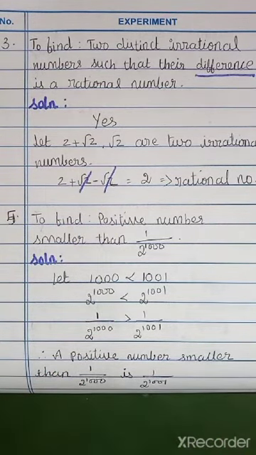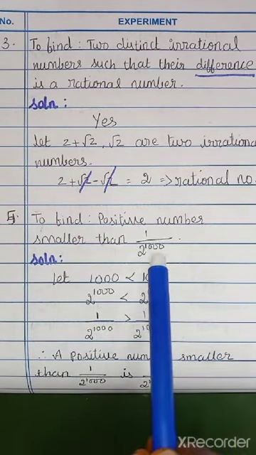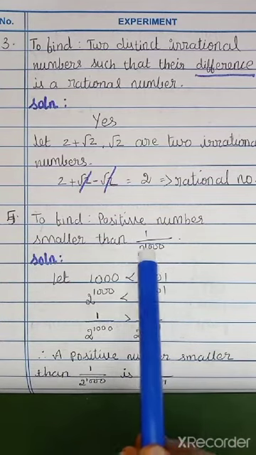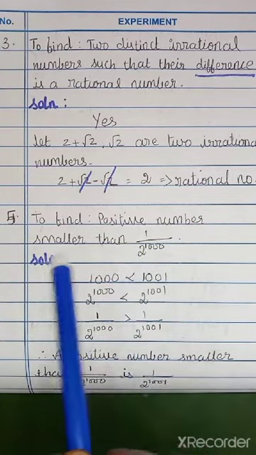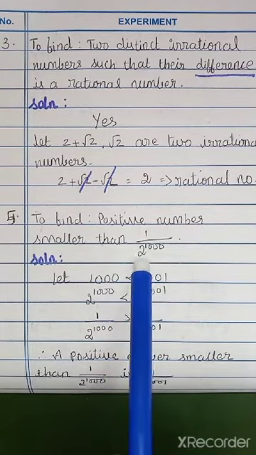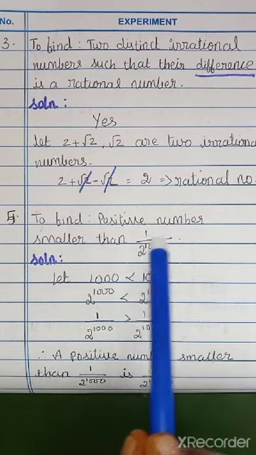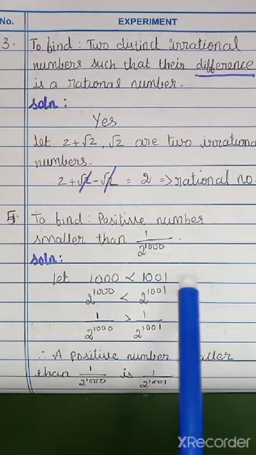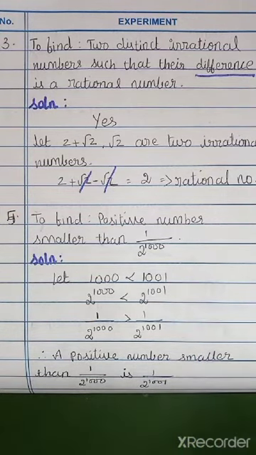Now take your fifth problem. Find a positive number smaller than 1 by 2 power 1000. So we are going to find a positive number which is smaller than 1 by 2 power 1000. Okay, let's see the solution.